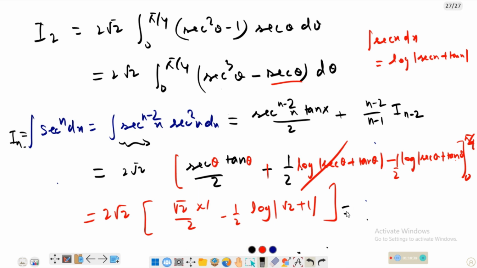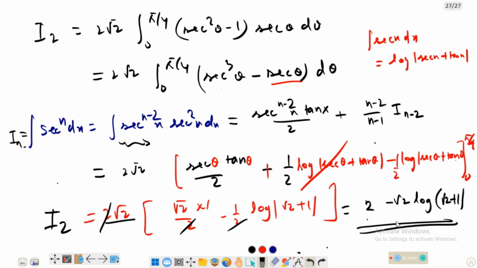So if we multiply this quantity into the inner portion, we come to it like that, 2 and 2 cancel out. So this is root 2 into 2, which is equal to 2 minus root 2 log root 2 plus 1. So this is basically I2. This quantity is basically I2. So we add I1 plus I2 for the original integration.